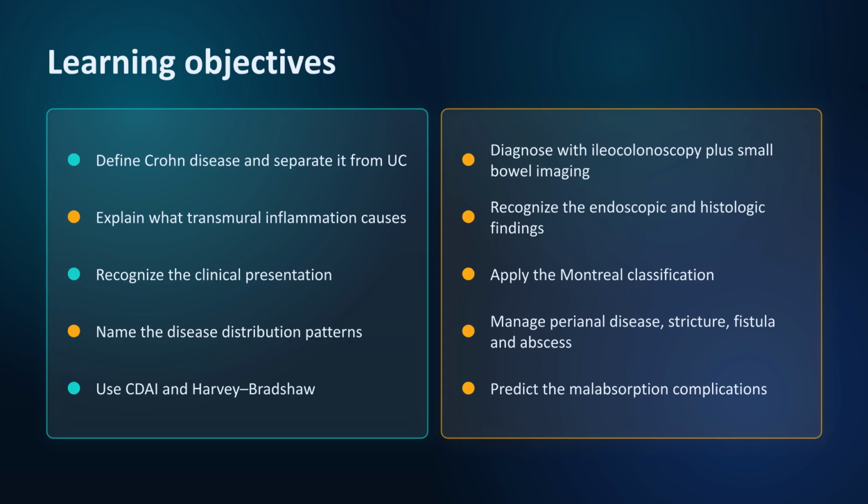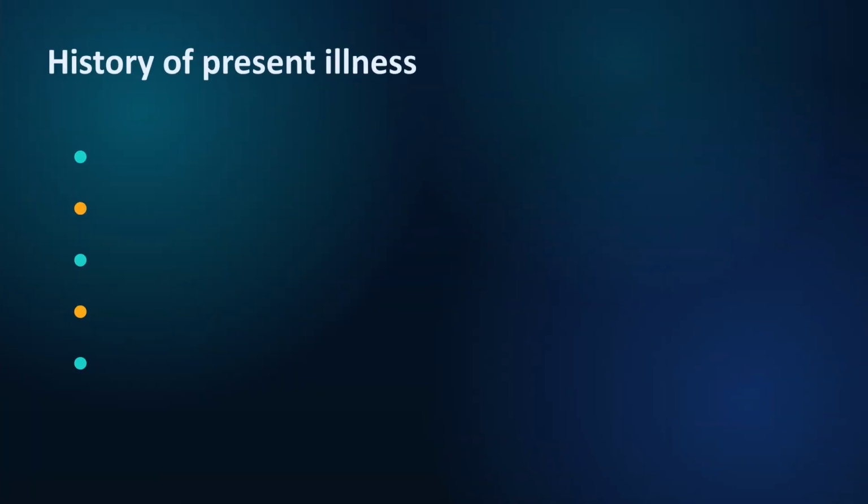And fourth, manage the 4 structural complications, perianal disease, stricture, fistula, and abscess, and predict the malabsorption that follows ileal disease. Drug selection by severity belongs to its own video. So today we stay on the disease. Let us take the history properly.